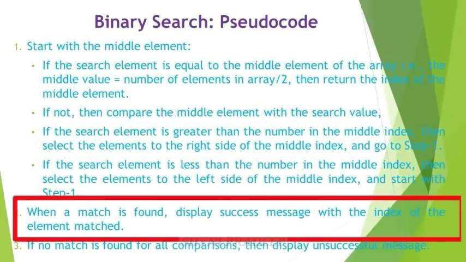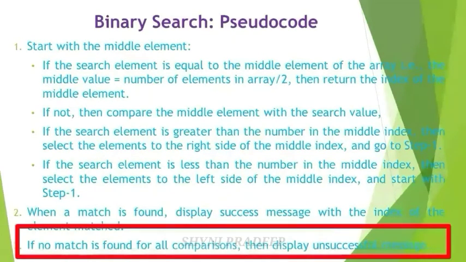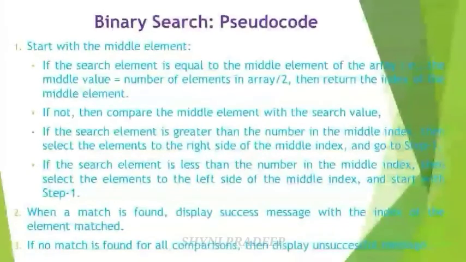After that, when a match is found, display the success message with the index of the element matched. So when you find the element, you will get the index position of that element in the output. If no match is found, which means your search value is not available in that list for all comparisons, then it will display the unsuccessful message. Unsuccessful message means what? The element is not found. That is the unsuccessful message, okay. If you find the element, you will get the success message with the index position of that element, okay? If none of the elements are matched, it will display the unsuccessful message, okay. So this is the pseudocode for the binary search.